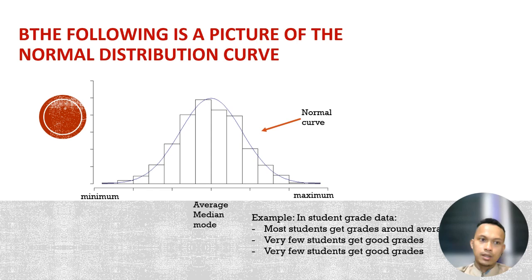Okay, here is an example picture that shows the normal distribution curve. Most students get grades around average. Very few students get good grades, and very few students get poor grades. So it is like equal.